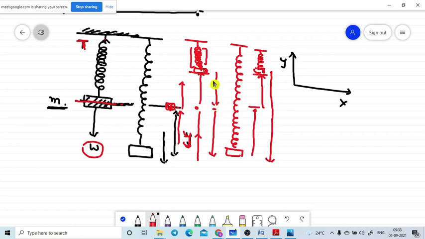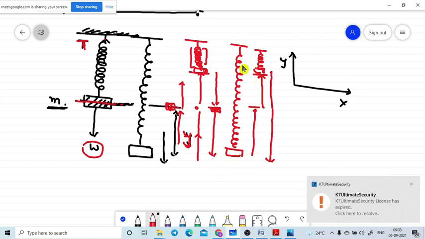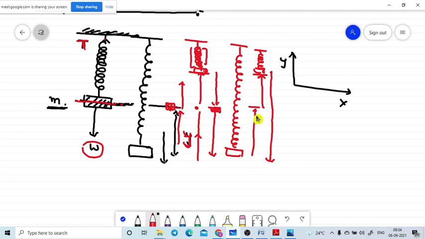When the body is pushed downward, it will again come to the mean position, but it won't come to rest there. It will cross the mean position because of inertia, so the body goes somewhat downward. Again, the spring will elongate and the restoring force will be generated, and the body will come back. Like this, the body will continue its to and fro motion.